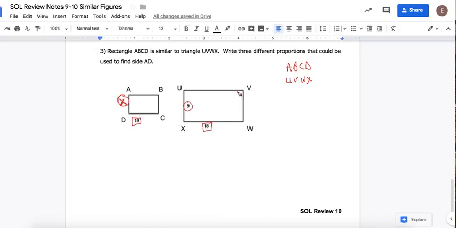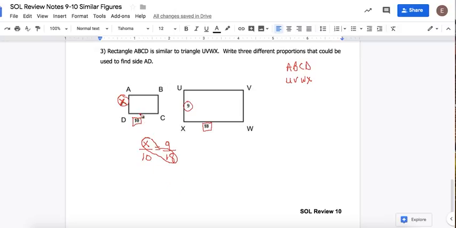So we're going to set up 3 different proportions. And it just says set them up. We don't actually have to solve them for this one. So the first one, I'm going to do short side over long side. So we're going to go x over 10. And we're going to go short side over long side, 9 over 18. And notice the 18 is diagonal to the x.